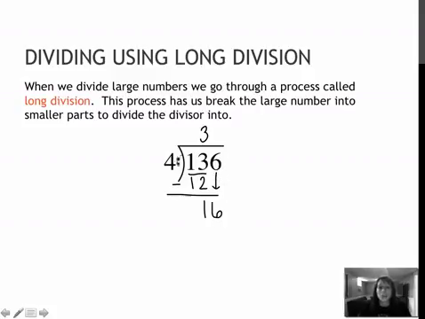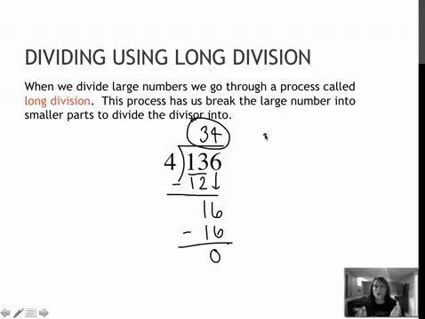And then I do the same process. How many times would 4 go into 16 evenly? Well, 4 times 1 is 4, times 2 is 8, times 3 is 12, times 4 is 16. It's going to go in 4 times evenly. 4 times 4 is 16. So I'm subtracting the 16 and I don't have anything left over. So 136 divided by 4 is 34. That is my solution. Essentially, I broke it into a smaller part so I didn't have to go all the way into the 136.